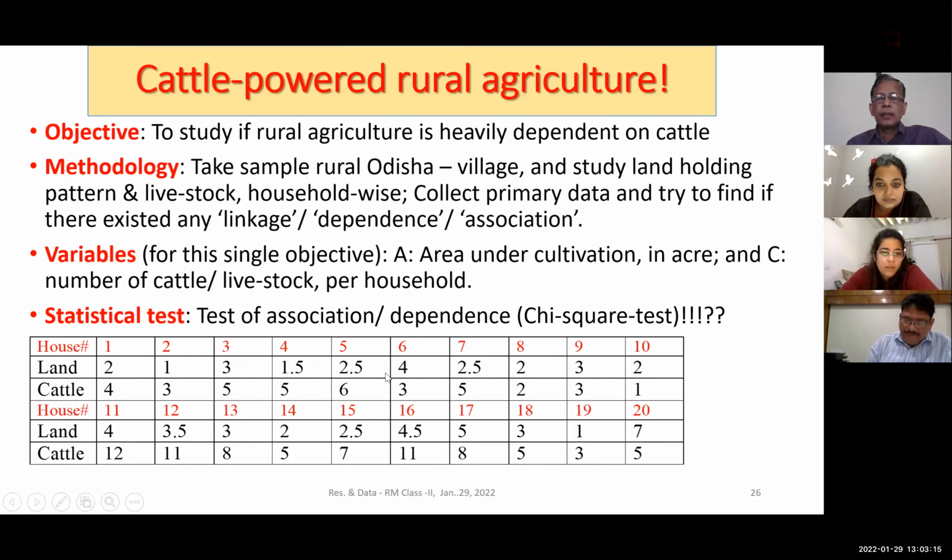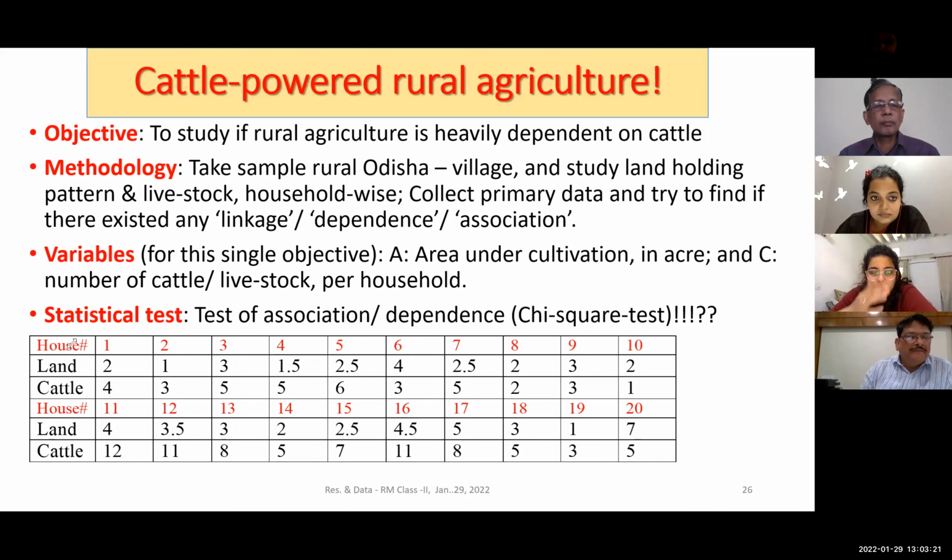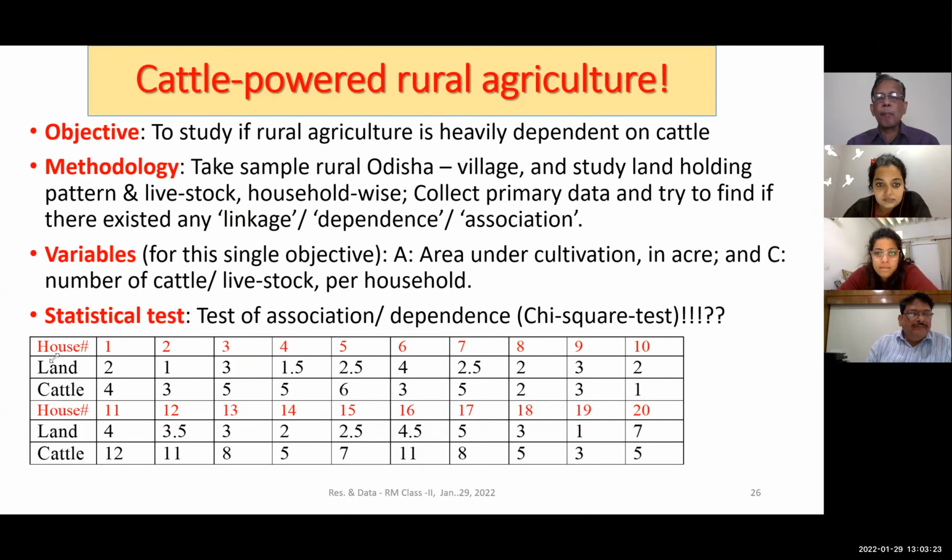Then anybody who knows a contingency table, how do we put it in a contingency table? Anybody quick? Cross tabulation. Has anybody heard of cross tabulation? No, sir. You have not heard of cross tabulation? Okay, no problem. Sudarshan Babu, Vasanti, how do you put this?